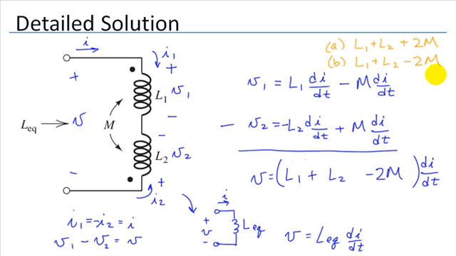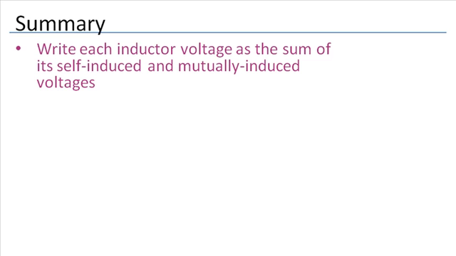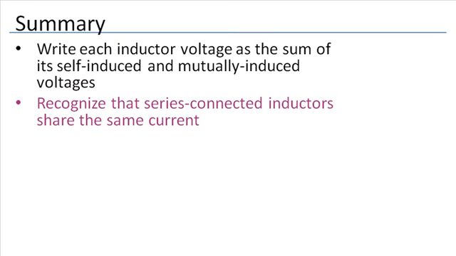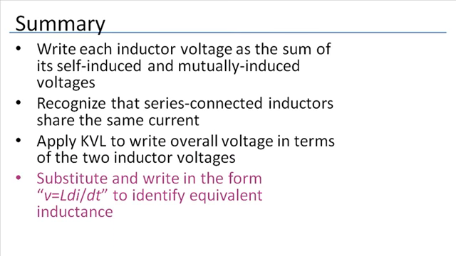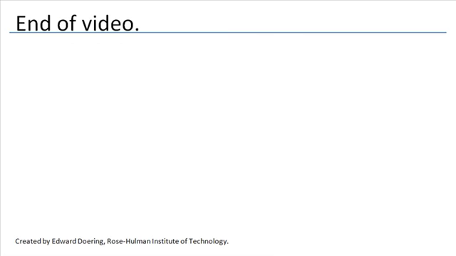So in part B, we see that changing the dot means that we get an equivalent inductance that's smaller than the original configuration. So what do we do? In summary, we wrote each inductor voltage as the sum of self-induced and mutually induced voltages. We then recognized that the series-connected inductors shared the same current. We then applied KVL to write the overall voltage in terms of the two inductor voltages, and then substituted and rewrote in the form V equals L di dt in order to identify the equivalent inductance. That wraps it up for this problem.